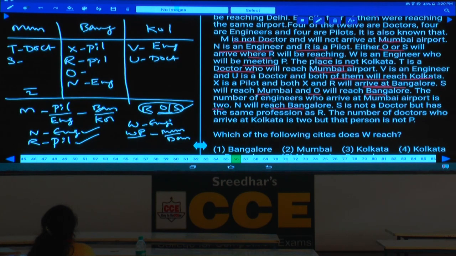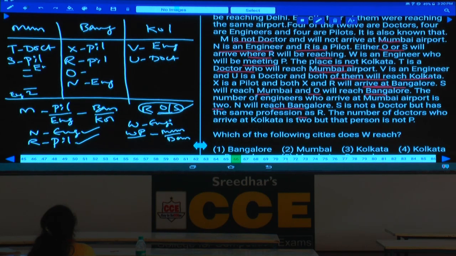And Q is not a doctor, but has the same profession as R. R is a pilot, so Q is again a pilot. And doctor and pilot were there. Now in Mumbai, how many persons are engineers here? There are 2 engineers. As there are 2 engineers, who are the persons that come at this place?